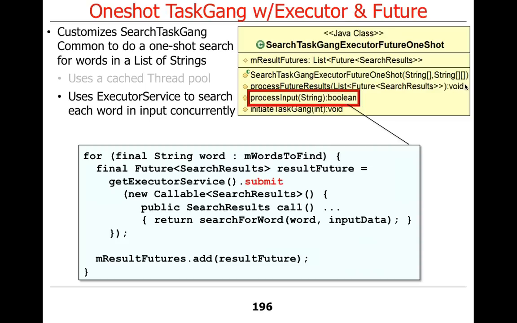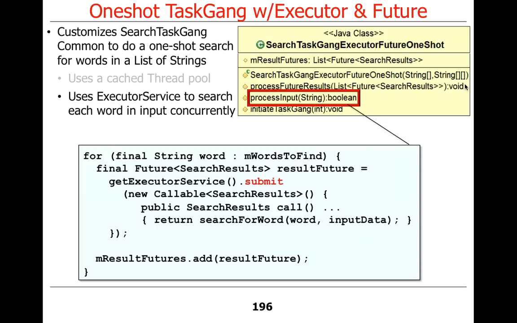Now, if you recall, submit actually returns a future. So it calls the call method, which synchronously returns a search result, but that thing gets bundled up into a future, and that future gets passed back as the return value from submit. So we create a future called result future.